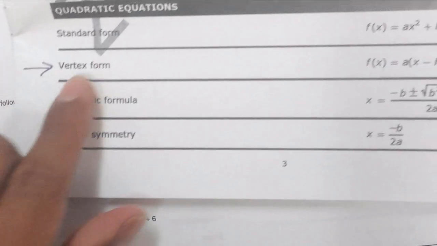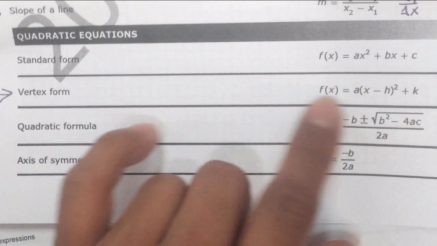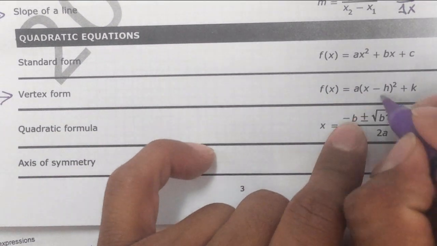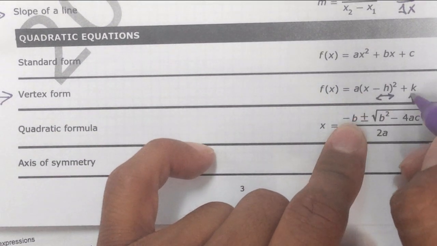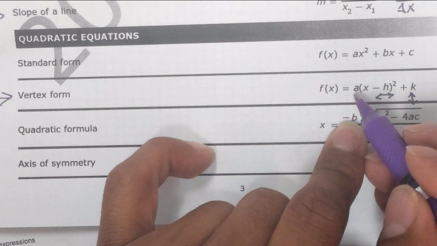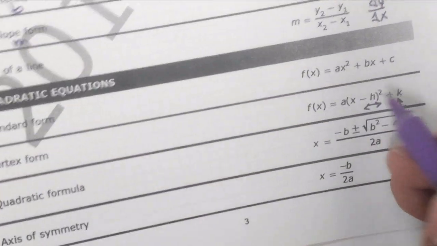We also know the vertex form, so we might need that one too. Remember that h is sideways, k is up and down, and then the a is the one that stretches or compresses. So let's get started.